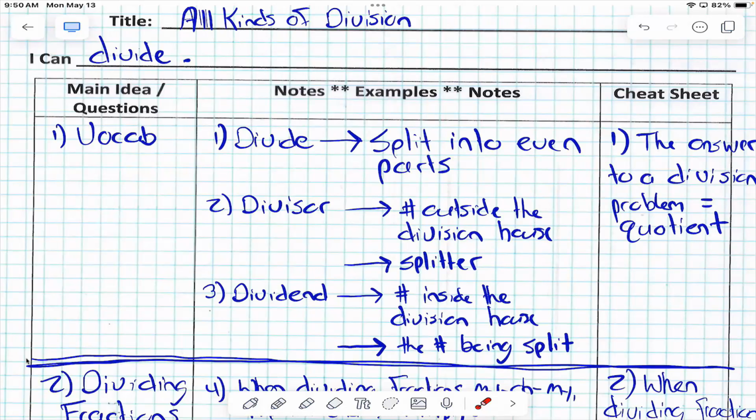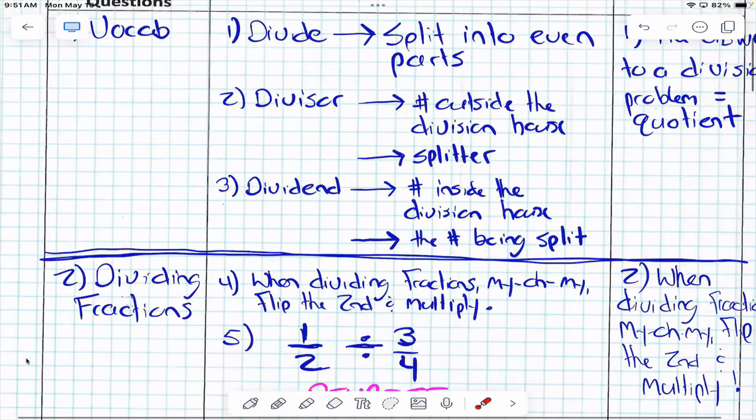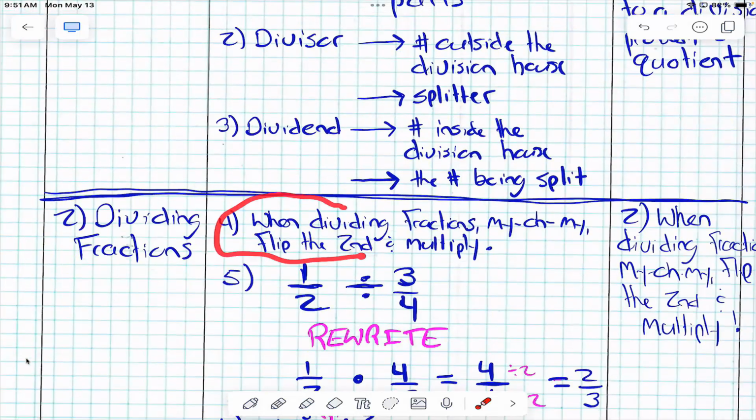What number does the dividing? Divisor. The divisor is the number outside the division house. It splits up the other number. And what is that other number called? Dividend. So the dividend is the number that is being split, and it is located where? Inside the division house. Yes? Yes.